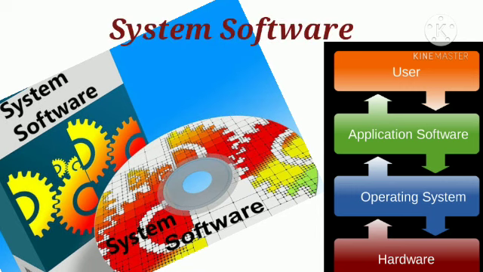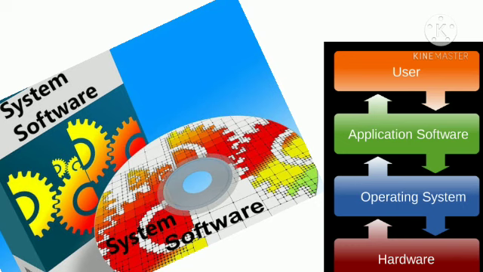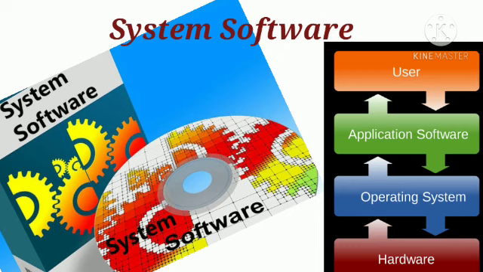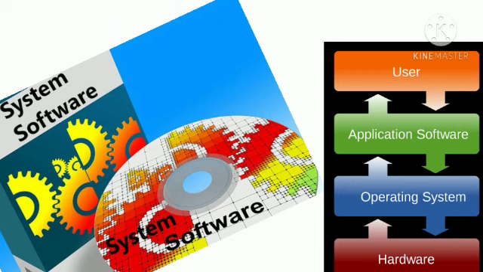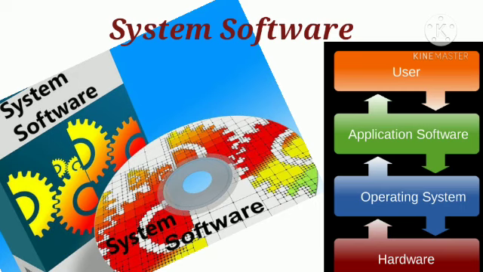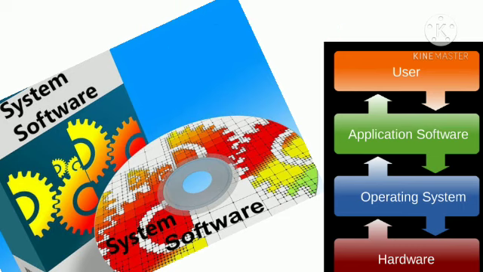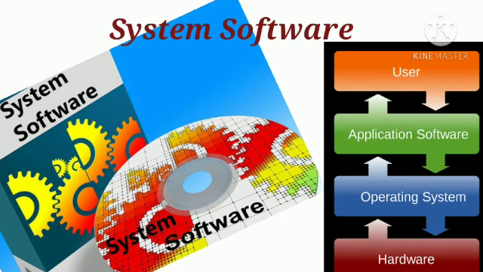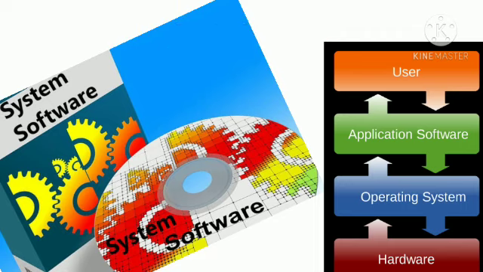The main tasks of system software are as follows: recognizing input from the keyboard, sending output to the display screen, keeping track of files and directories on the disk, controlling peripheral devices such as disk drives and printers. Some examples of system software are Windows, Linux, Unix and DOS.